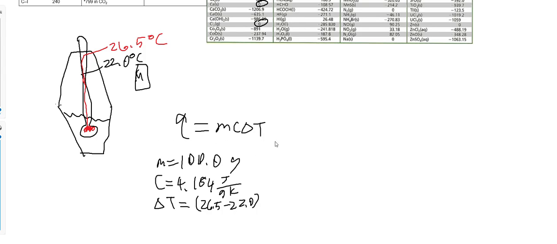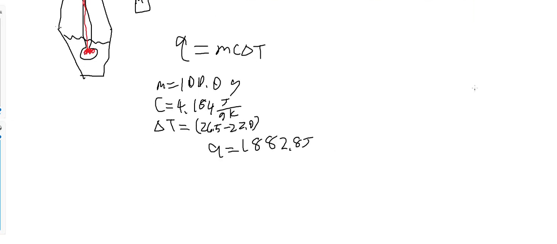So let's calculate it. I have my own calculator here. So let's see here. 100.0 times 4.184 times 26.5 minus 22.0. And I get Q equals 1882.8 joules. Now remember, this is Q of surroundings. If we want to find Q metal, we just simply reverse the sign. And that is equal to negative 1882.8 joules. Now we take into account significant figures.